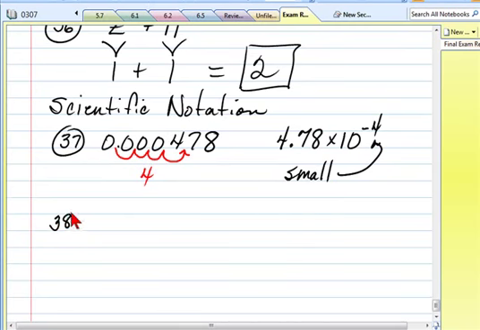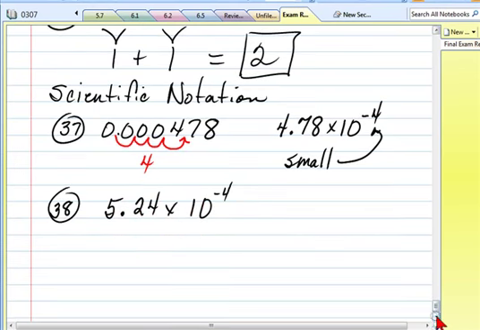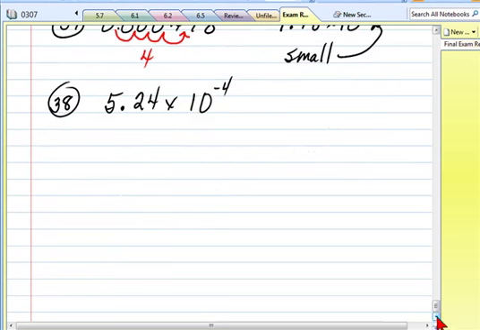Number 38 has a scientific notation number, 5.24 times 10 to the -4th. And maybe it's just a coincidence that these seem to be reverses of each other. This 4 tells me that I'm going to move the decimal 4 places. The direction that you move it should be indicated by whether it needs to get small or large. So I start with 5.24, and which way will the decimal have to go? To the left. 1, 2, 3, 4.